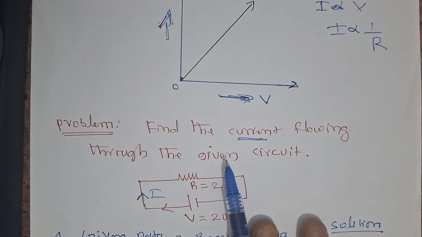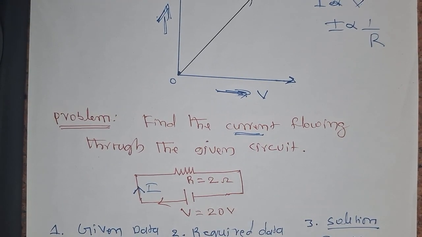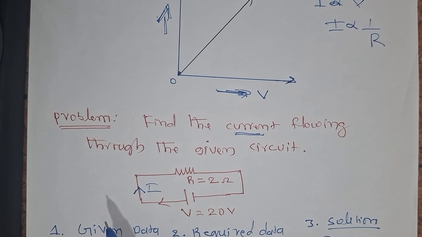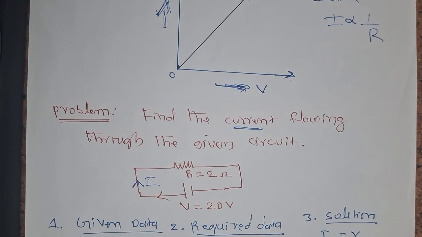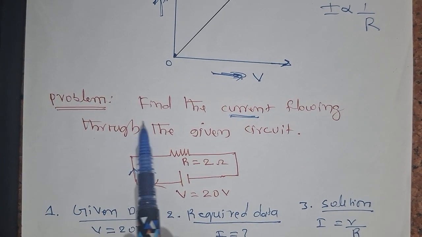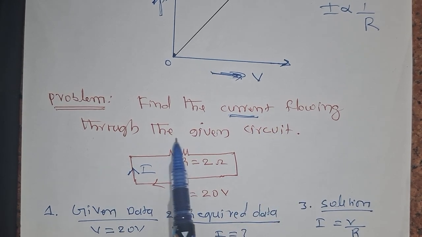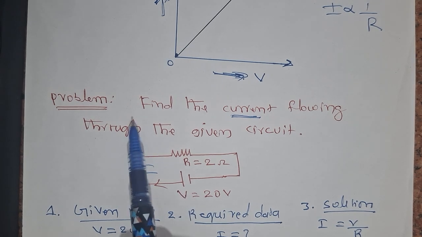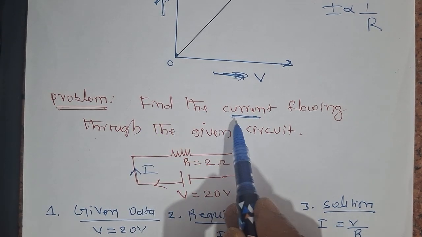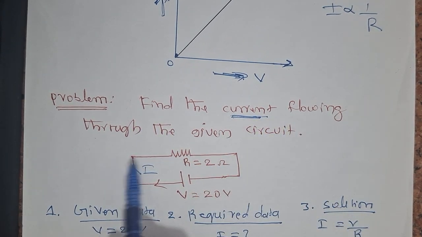And next, let us see how a problem will be asked in the exam. First, you need to understand what the problem is, how a problem will come on Ohm's law, and how to apply Ohm's law to the given problem. Okay, let us see. Find the current flowing through a given circuit. This is the question given. So what is it asking? Find the current flowing through the circuit.